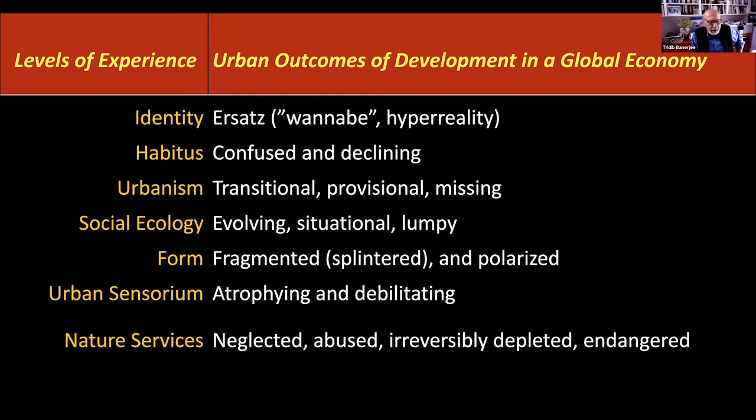Returning to that chart, what has happened then, the urban outcomes in the global economy: identity has become a kind of ersatz, wannabe hyper-reality. Habitats have become confused and declining. Urbanism has become more transitional, provisional, or even missing. The social ecology is still evolving, still situational, lumpy. The form has become more fragmented, splintered, and polarized. Sensorium has become atrophying and debilitating. If you look at the pollution of Delhi or Beijing, it's largely uninhabitable, but that's the cost on the urban sensorium. And the natural context has become neglected, abused, irreversibly depleted, and endangered.